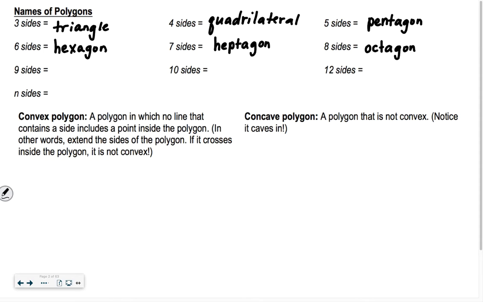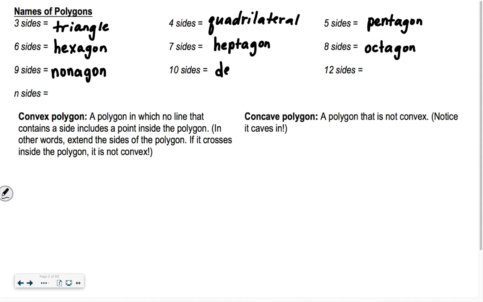9 sides. Ah, this is my favorite. Yes, you're right. Nonagon. Okay, everybody say nonagon. Isn't that so satisfying? Isn't it fun? Nonagon. It's my favorite.